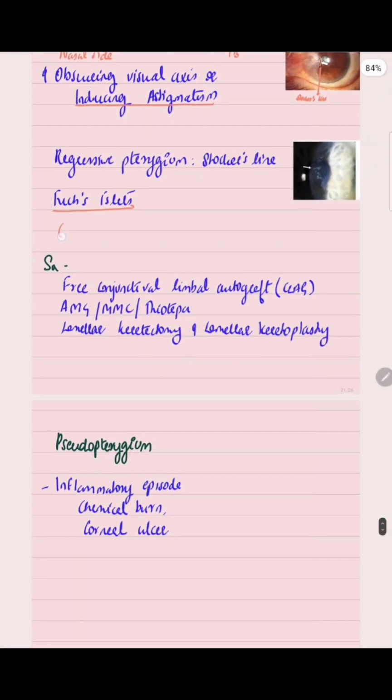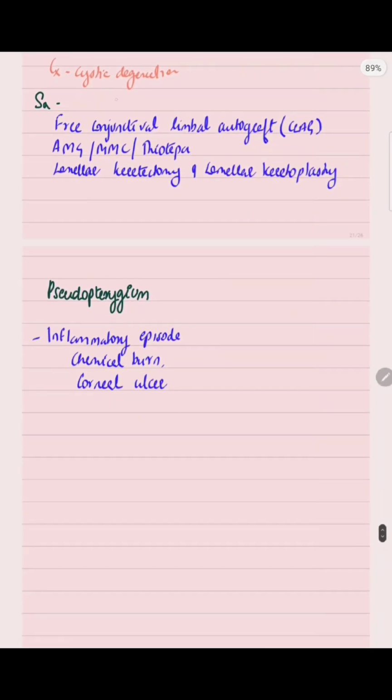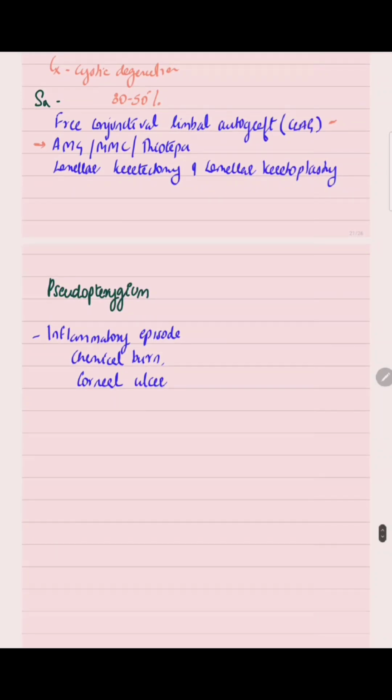Complications include cystic degeneration, and very rarely neoplastic changes. Treatment is surgical excision, but the recurrence rate is about 30 to 50%. Recurrence is reduced when surgical excision is combined with free conjunctival limbal autograft. It is the preferred technique now, with the least recurrence. Or surgical excision can be combined with amniotic graft and mitomycin C or thiotepa application for recurrent and late pterygium.